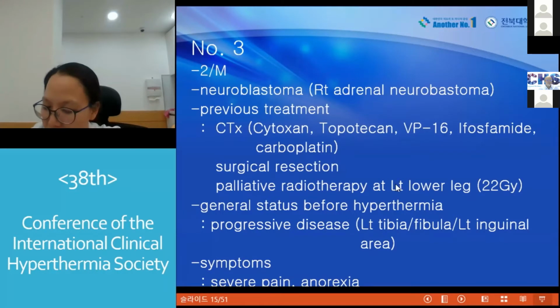In the third case, the patient was a 2-year-old boy diagnosed with neuroblastoma and received severe anti-cancer treatment with anti-cancer drugs, surgery, and radiation therapy for palliative purpose. But the lesions continued to progress, and radiation therapy for symptom relief was no longer possible because of the inability to sedate.